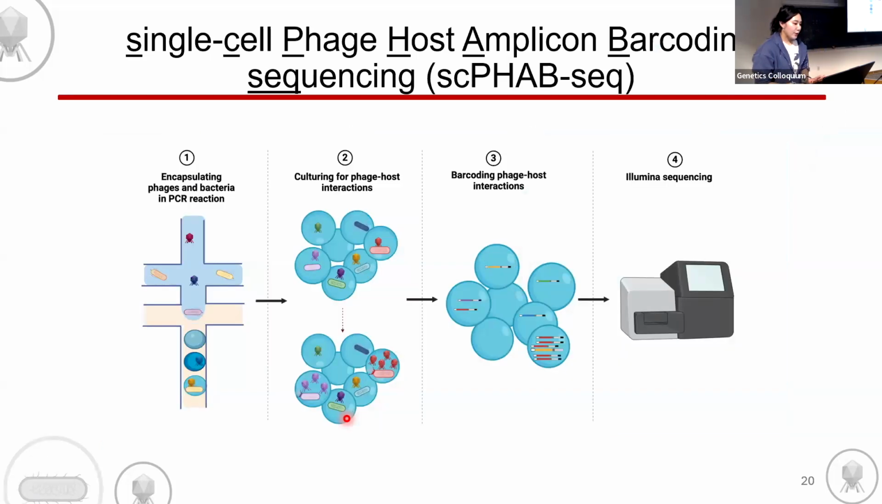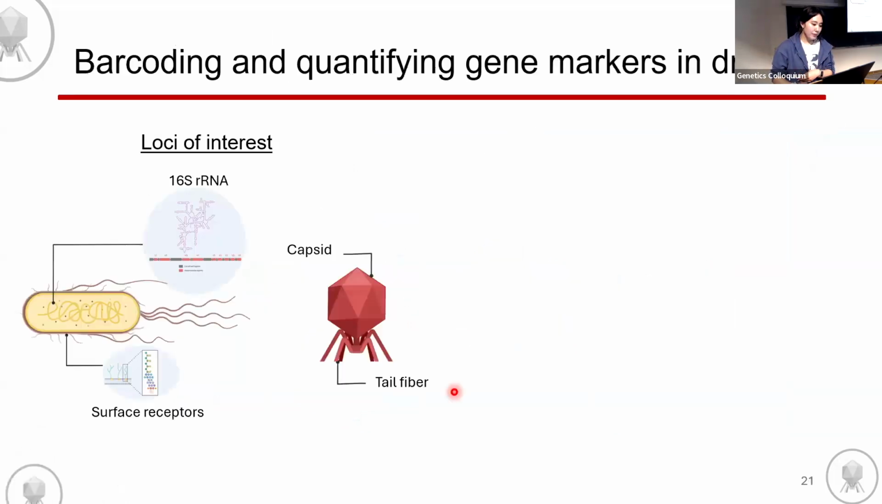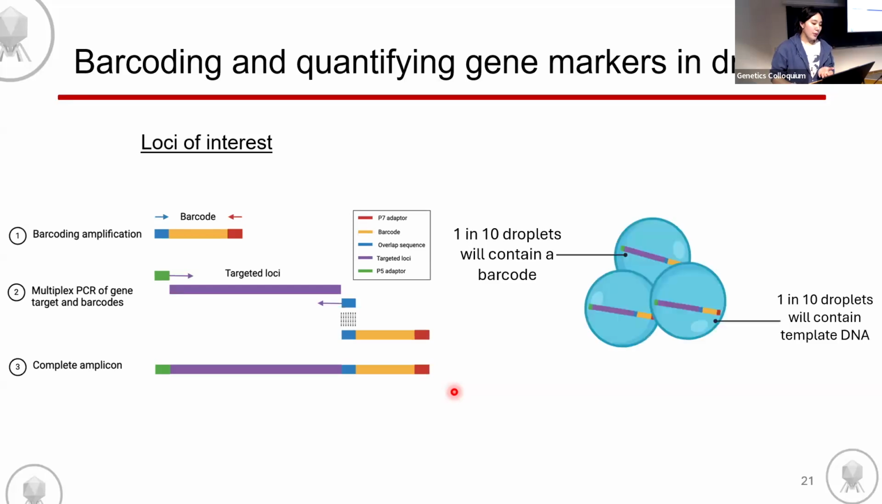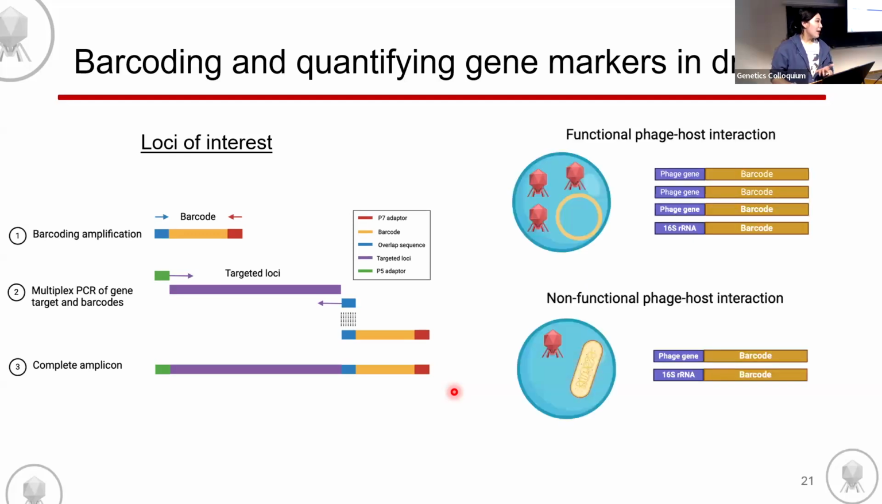So this is just an overview, again, of what my method looked like. I encapsulated phages and bacteria in a PCR mix. I cultured them for the interactions, and then I essentially barcoded and sequenced them. So what I did was I took the same kind of loci of interest. I did the 16S for the host. I did a structural marker for the phage, and then I did the same barcoding schemata right here, where each droplet will contain basically 1 in 10. We'll have a barcode, and the rest will have some template. And then we should be able to see this trend where there is an abundance of phage genes if there's a functional host-phage interaction.